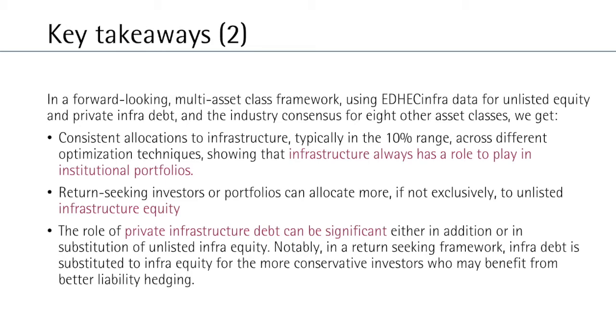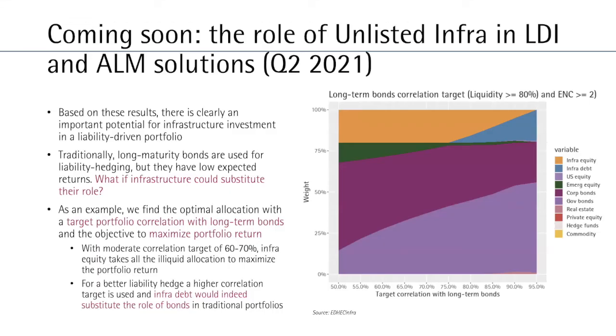Other key finding, return-seeking investors or portfolios can allocate more, if not actually exclusively, to unlisted infrastructure equity. But third point, and I think this is really important because infrastructure debt is a rising asset class, the role of private infrastructure debt can be really significant, either in addition or in substitution to unlisted infrastructure equity. In a return-seeking framework, of course, infrastructure debt can be substituted to infrastructure equity for the more conservative investors, who would then benefit from better liability hedging. But also, more generally, infrastructure debt is likely to have a role to play. So this is what we want to work on next.